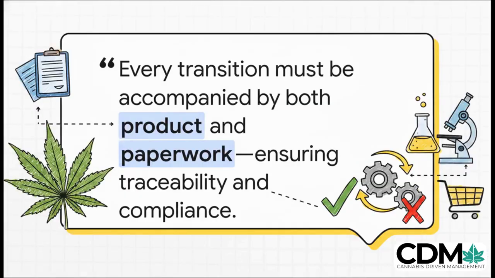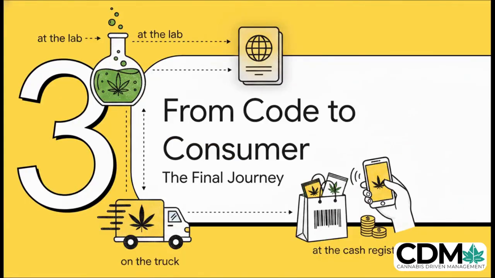And this quote right here, this is the golden rule that ties this entire system together. The physical product and its digital twin, the paperwork, have to move together, always, no exceptions. If it's moving from the farm to the lab or the lab to the store, and that data doesn't perfectly match the physical item, the whole process just grinds to a halt. All right, so let's see how this all comes together in the final phase.